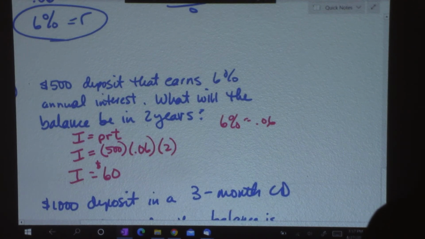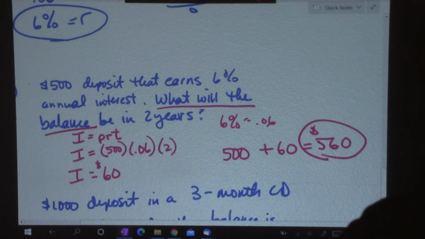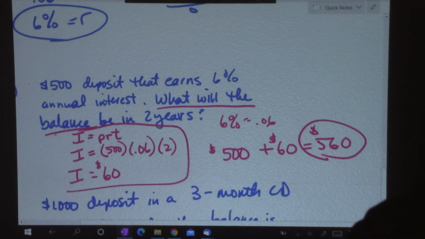But what's the question? The question is, what will the balance be? So I needed the interest, but I need to do more to get the answer. So I started with $500, and I'm going to add 60 to it. So my new balance is $560. So make sure you answer the question they ask. We did have to use this formula to solve it, but we weren't done just with that.